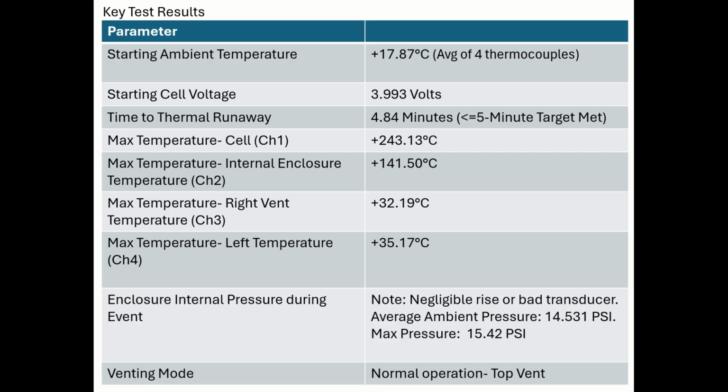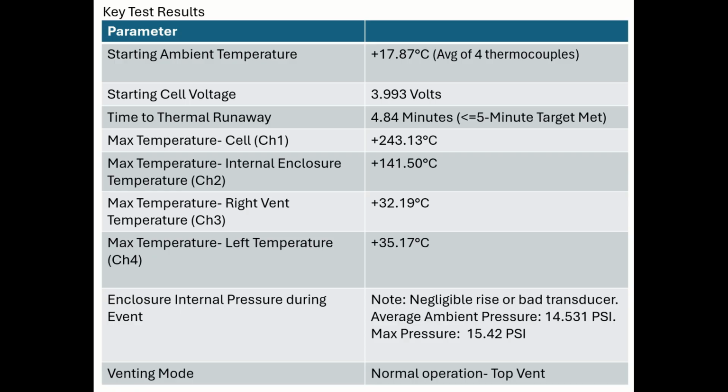So that kind of leads us into the pressure transducer data. The max pressure was 15.42 PSI. This happened at around 440 seconds, long after the thermal event. So that data probably really doesn't mean anything. The average ambient pressure was around 14.5 PSI, so it was reading pretty accurately for the area that I'm in. Either there was an issue with the transducer or the fact that this was not a sealed enclosure, we didn't really get any meaningful pressure data. So results for that are kind of negligible or not really useful.